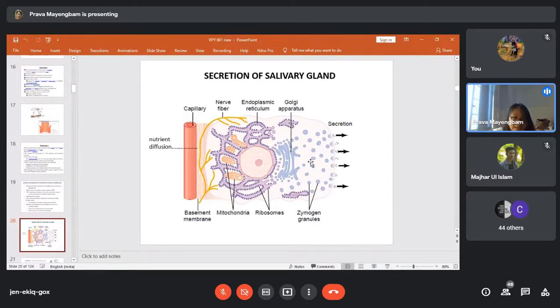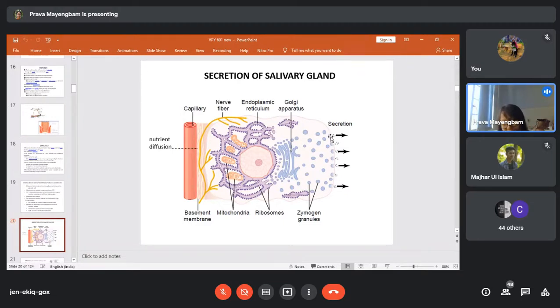As and when this secretory cell gets the signal for release of its secretions, the secretory vesicles will further migrate towards the end. The membrane surrounding the secretory vesicles will get merged.